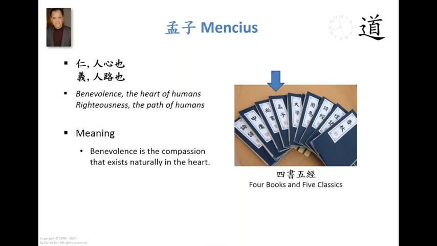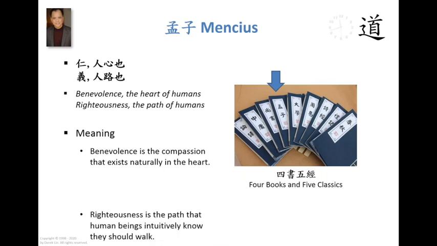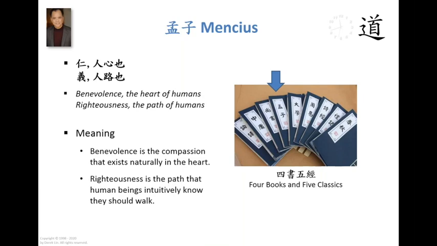Now, let's take a look at the meaning for the second line. Righteousness, the path of humans. What does that mean? Righteousness is the path of human beings that human beings intuitively know they should walk. So there's a particular path that we all intuitively know is the right way. That's the right way to go. It's the right thing to do for the right reasons. We have this intuitive grasp of what is right, the right and wrong. It needs to be brought out. It needs to be amplified through personal cultivation, but it's there.